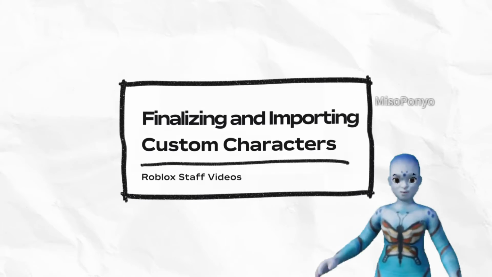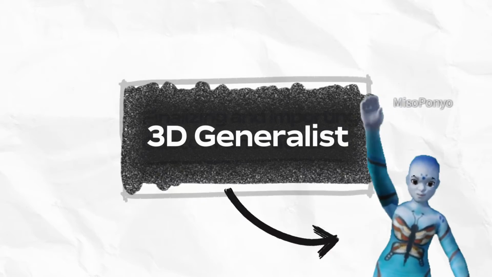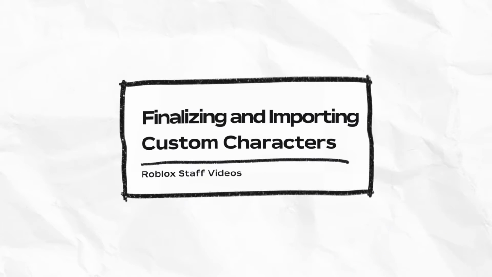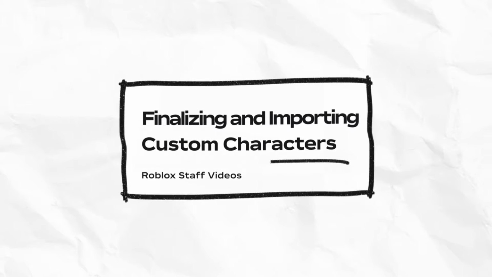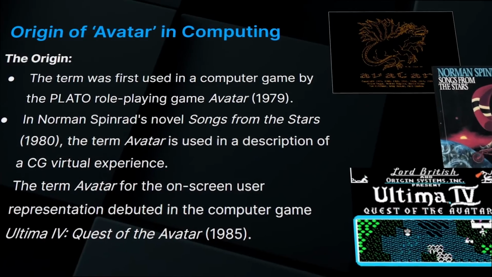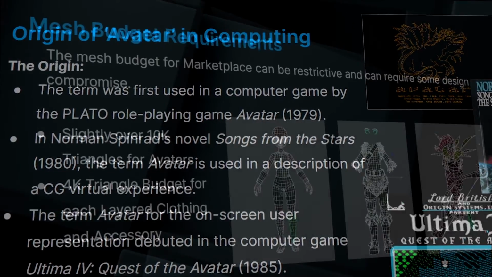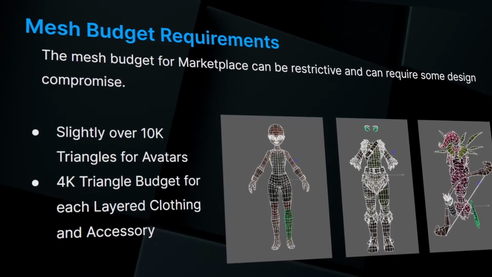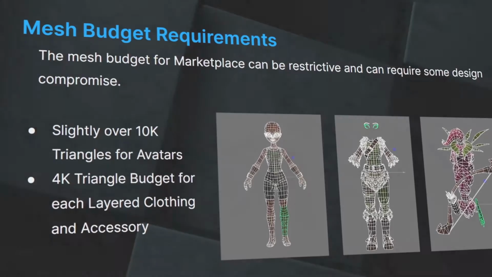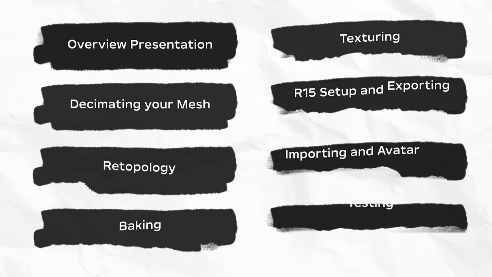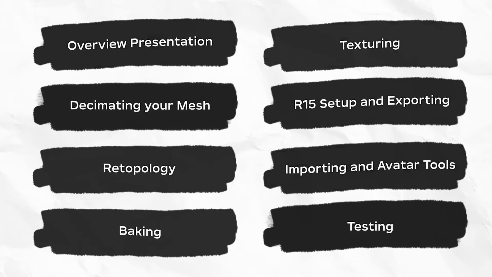In this video, Misoponyo, a 3D generalist at Roblox, takes you step by step on how to finalize and optimize your custom characters in order to import them into Studio. To set the stage for the demo, she'll start by giving context on the history of avatar and character creation, along with an overview of the process and the technical requirements involved. This one's a bit long, so feel free to use the timestamps to jump around to the following topics. For more information, be sure to check out the resources in the description.